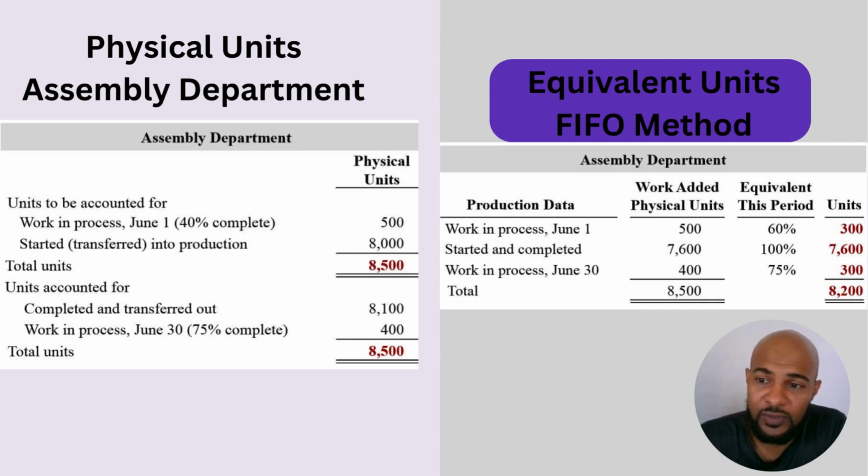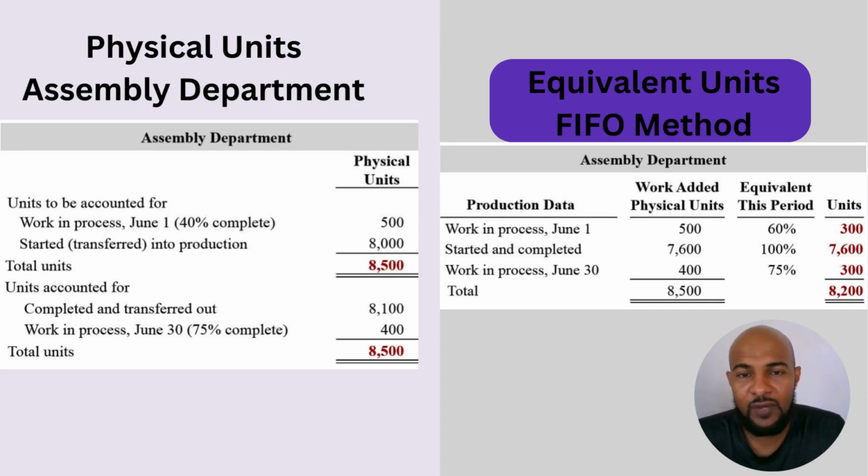Now, using the equivalent units FIFO method, our work in process on the 1st of June, although we have 500 physical units, came in at 40% complete. So the work that was done during the period on this work in process was 60% in order to complete it. So we find 60% of that 500. So the equivalent units of work in process under this method will be 300 units.